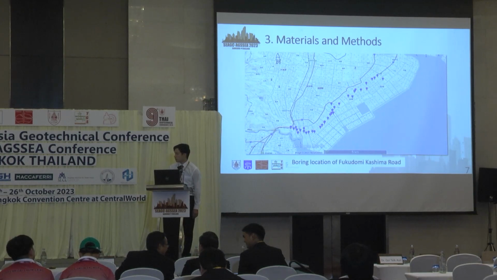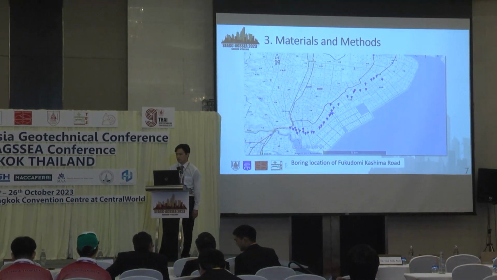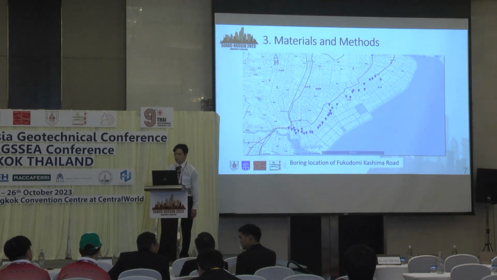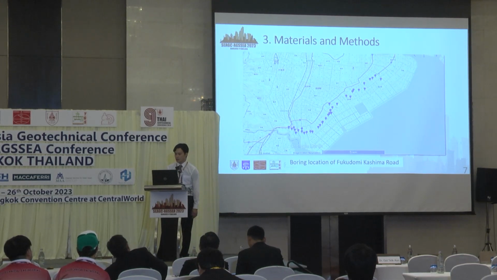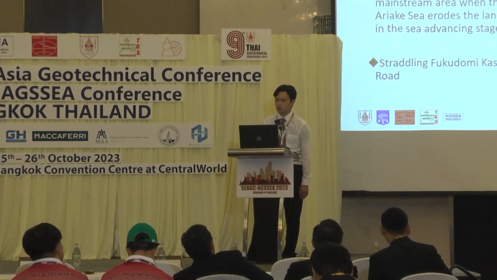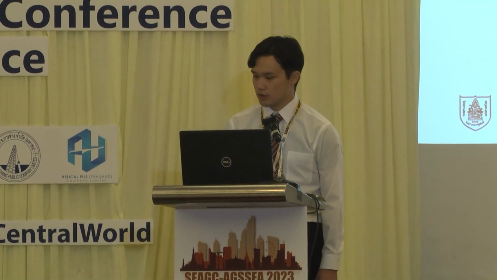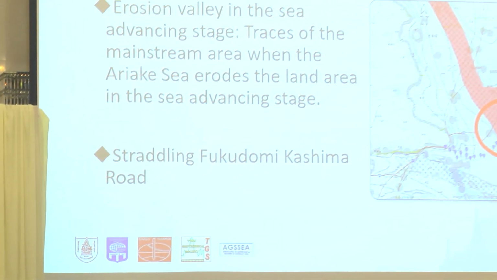First, look at this figure. 36 of 38 borings obtained by December 2021, of which 36 borings are marked with latitude, are plotted in Google Earth Pro. We divide this area into areas based on the characteristics such as the depositional environment of the ground. And the road crosses the erosion valley indicated by the red shading. The erosion valley during the sea level rise refers to the trace of the mainstream area of the Ariake Sea when it eroded the land area during the sea level rise.